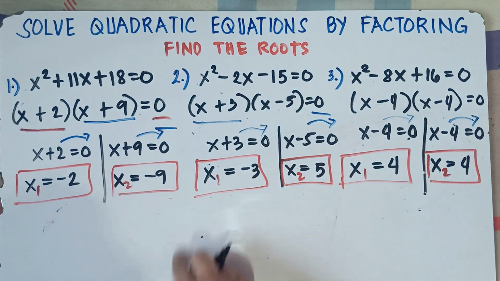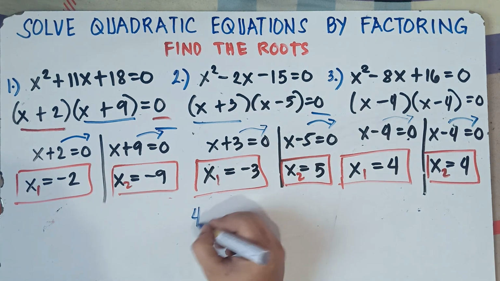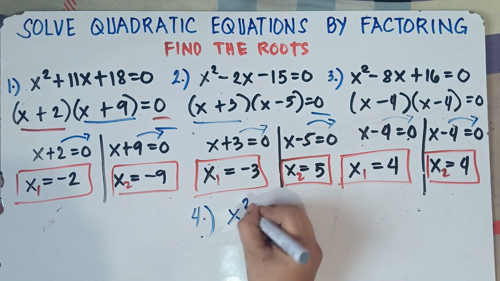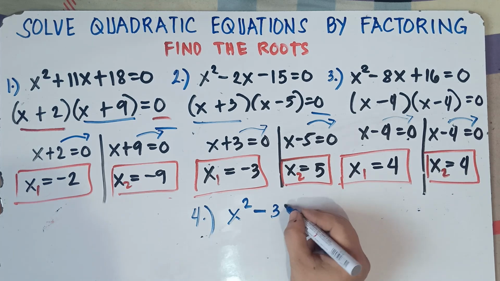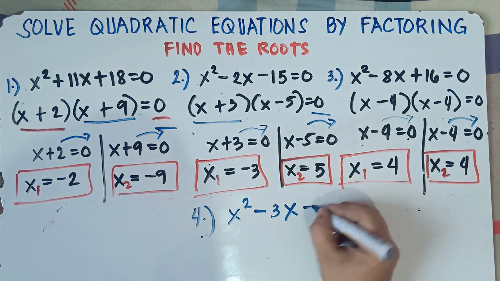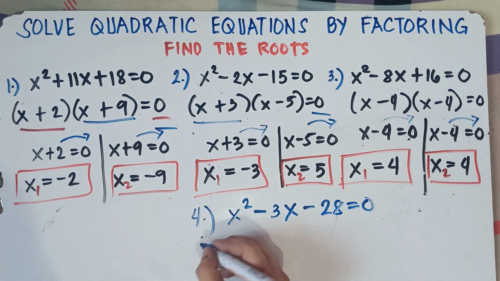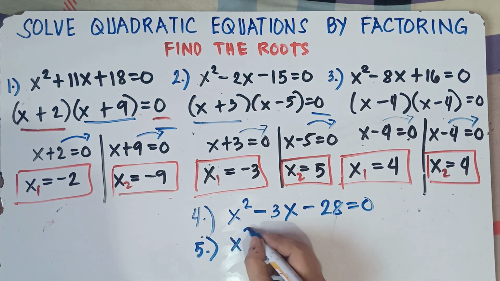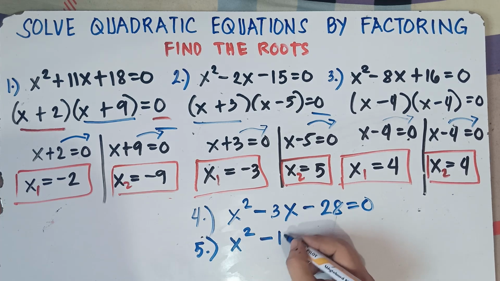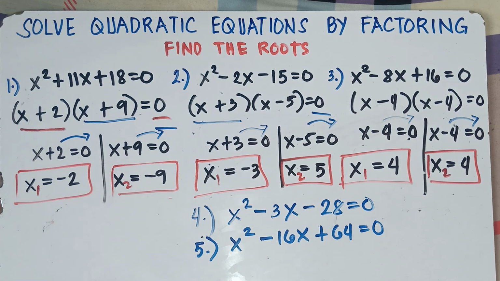Alright, and then you try this one, class, and you put your answer in the comment section down below. Let me check, class, if you really understand our topic. Let's have number 4. Let's try x squared minus 3x minus 28 equals 0. So you get the roots, class, you factor this out, and then you find the roots. And then for number 5, that would be x squared minus 16x plus 64 equals 0.